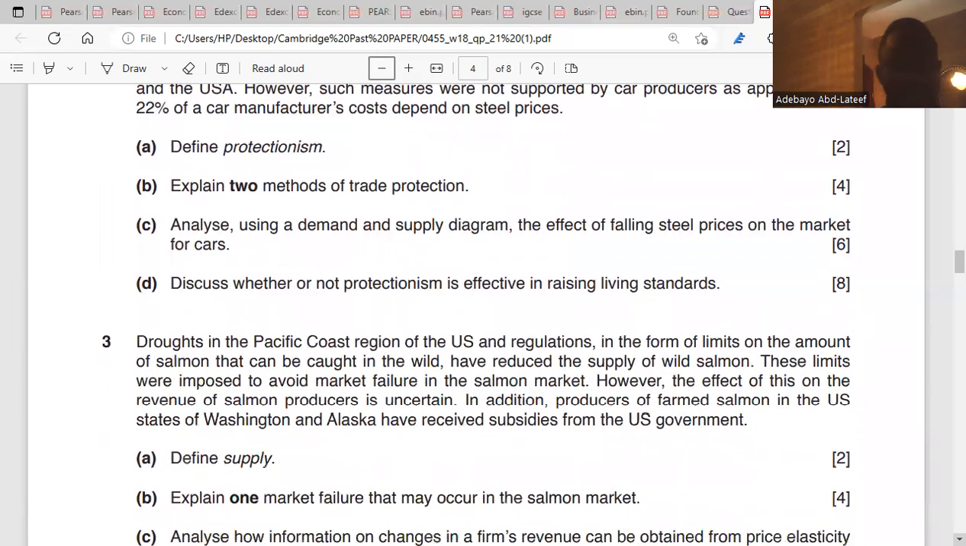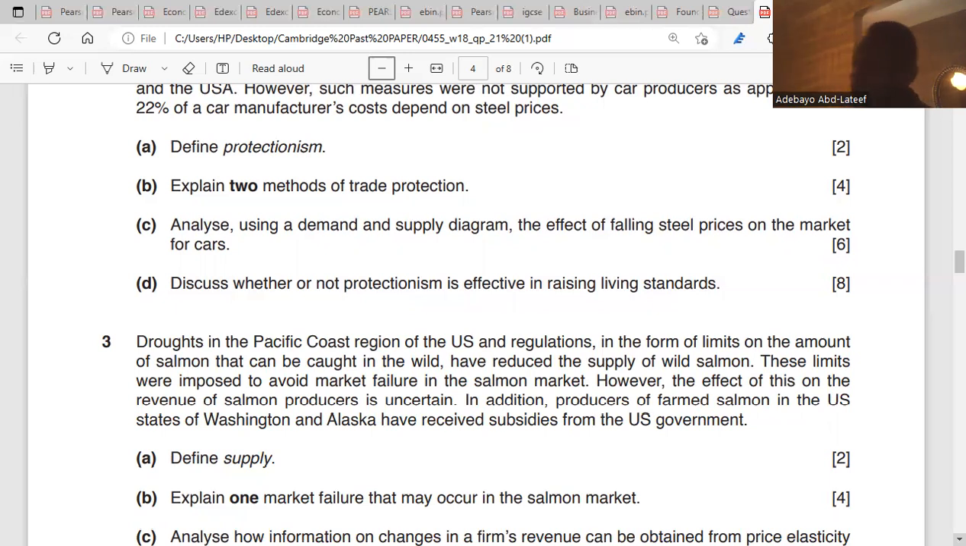Question C. Analyze using the demand and supply diagram the effect of falling steel prices on the market. I drew the diagram already. But a falling price in the steel market, what will happen? It will mean that the prices of steel will fall from P2 to P1. At that point in time, the quantity supplied, that means steel manufacturers would cut their production.